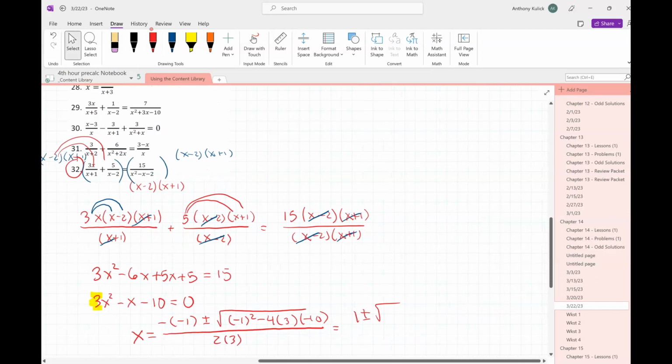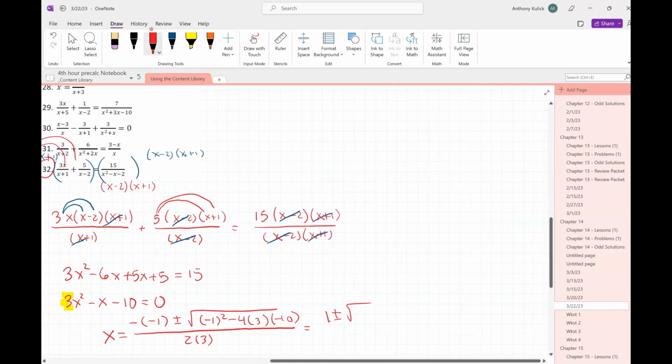So negative 1 squared is 1. Negative 4 times 3 times negative 10 is 120. 1 plus 120 is 121. The square root of 121 is 11.